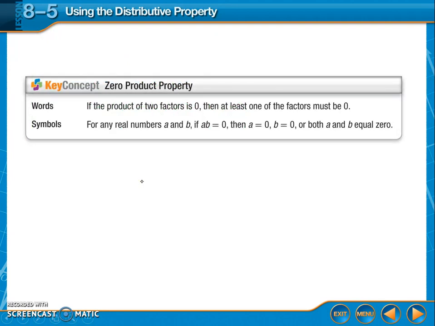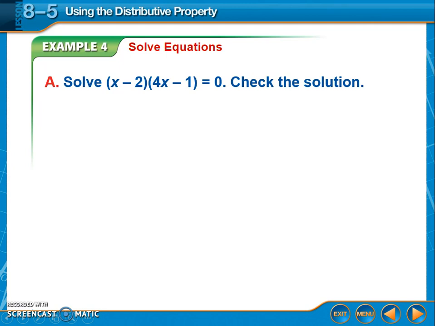Okay, the next thing is the zero product property. If two factors multiply to 0, at least one of the factors must be 0. You can't multiply two things together and get 0 unless one or both of them are 0. So if you have two things multiplied together equal to 0, set them both equal to 0 and solve. In our case here, we have this thing times this thing, and it gives you 0, which means the only way you can get to 0 is if one factor is 0.